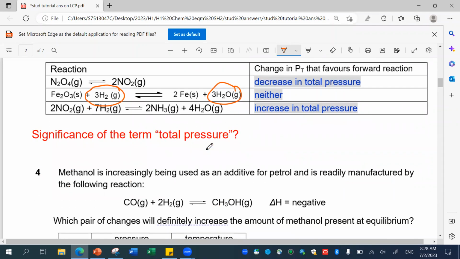I need you to recognize what is the significance of the total pressure. It refers to everything will increase. That's the meaning of total. It's not one particular pressure, it's everything. All the pressure of the gas particles will increase at the same time, or all of them will drop at the same time. So that's the meaning of total pressure. It's not just one substance.